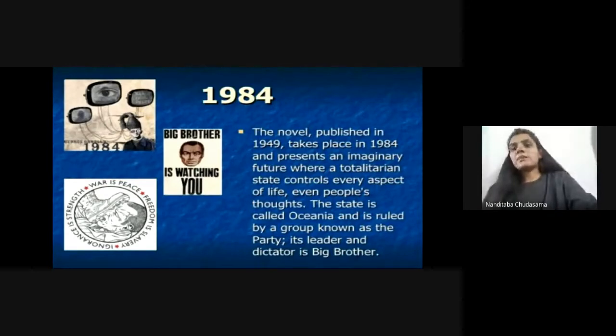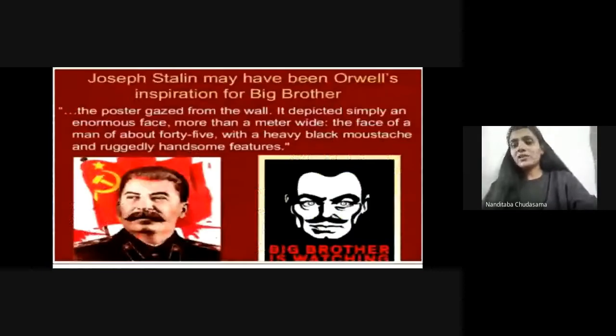Here are some aspects that influenced the novel 1984: the state is called Oceania and is ruled by a group known as the Party, and its leader is known as the Big Brother. Another very important thing is based on the real inspiration of George Orwell, because he had taken many real life experiences. Although 1984 is not his autobiographical work, he took very important inspiration from the outside world and from people he didn't know.